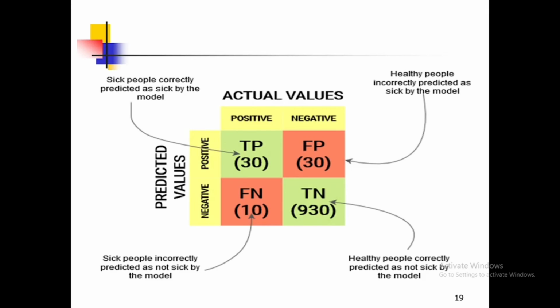True positive is 30, false positive is 30, false negative is 10, and true negative is 930. This is a data analysis done with the help of the confusion matrix for sick people. Sick people correctly predicted as sick by the model are true positives, which consist of 30 patients. Healthy people incorrectly predicted as sick by the model are false positives, that is 30. Sick people incorrectly predicted as not sick by the model come under false negatives, that is 10. And the true negatives are healthy people correctly predicted as not sick by the model, that is 930 observations.